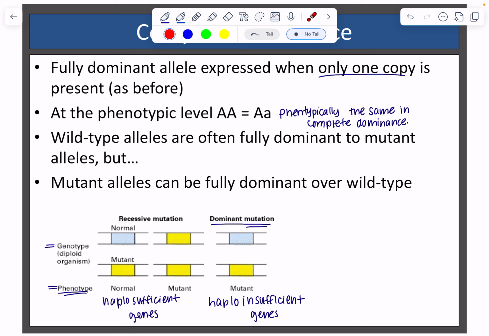So mutant alleles can be fully dominant over wild type. Wild type alleles are often fully dominant to mutants, the ones that are phenotypically normal versus a mutant allele. But sometimes you can get mutant alleles that display complete dominance as well.